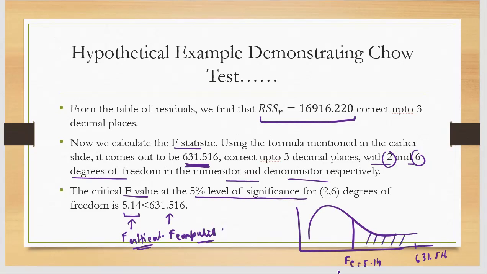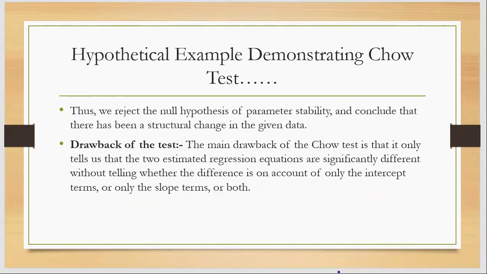631.516. It's absolutely in the rejection region. So rejection region means we have to reject the null hypothesis. We have to reject the null hypothesis of parameter stability. As I've told you, in the null hypothesis, we assume there is no structural break. But here, since we are rejecting the null hypothesis, that is, we are accepting the alternative hypothesis, which will conclude that there has been a structural change in the given data.